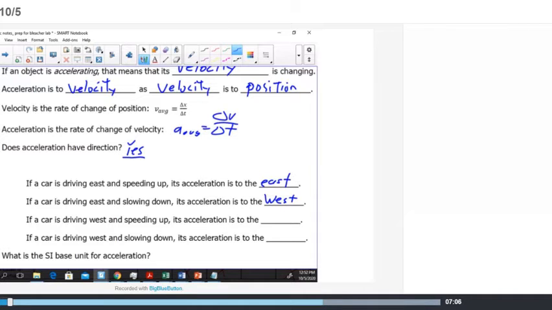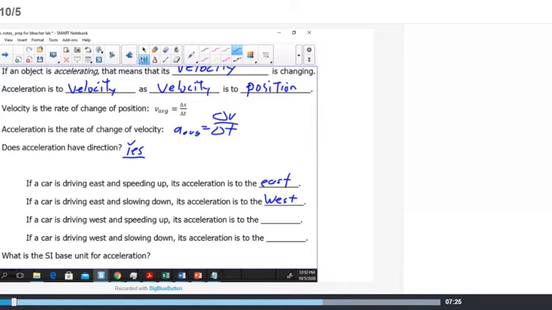Slowing down doesn't necessarily mean it's a negative acceleration. Negative tells you a direction. Positive tells you a direction. Slowing down doesn't tell you a direction. Yeah. Would it just be like backwards acceleration? That's one possible way to think about it.